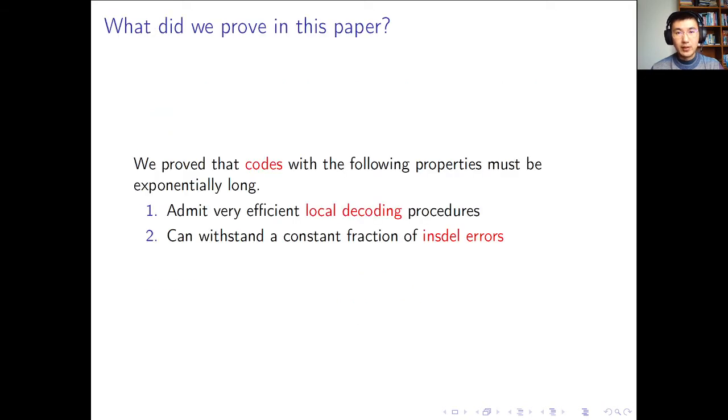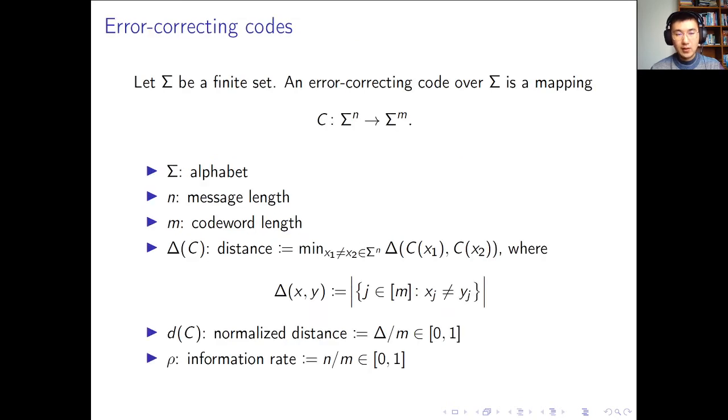So what did we prove in this paper? Very informally speaking, we proved that codes with the following properties must be exponentially long. Property 1: the codes admit very efficient local decoding procedures. And property 2: the codes can withstand a constant fraction of insertion and deletion errors. Before getting into more details, I'll try to explain the words highlighted in red, namely codes, local decoding, and insertion-deletion errors. Let's start with error correcting codes.